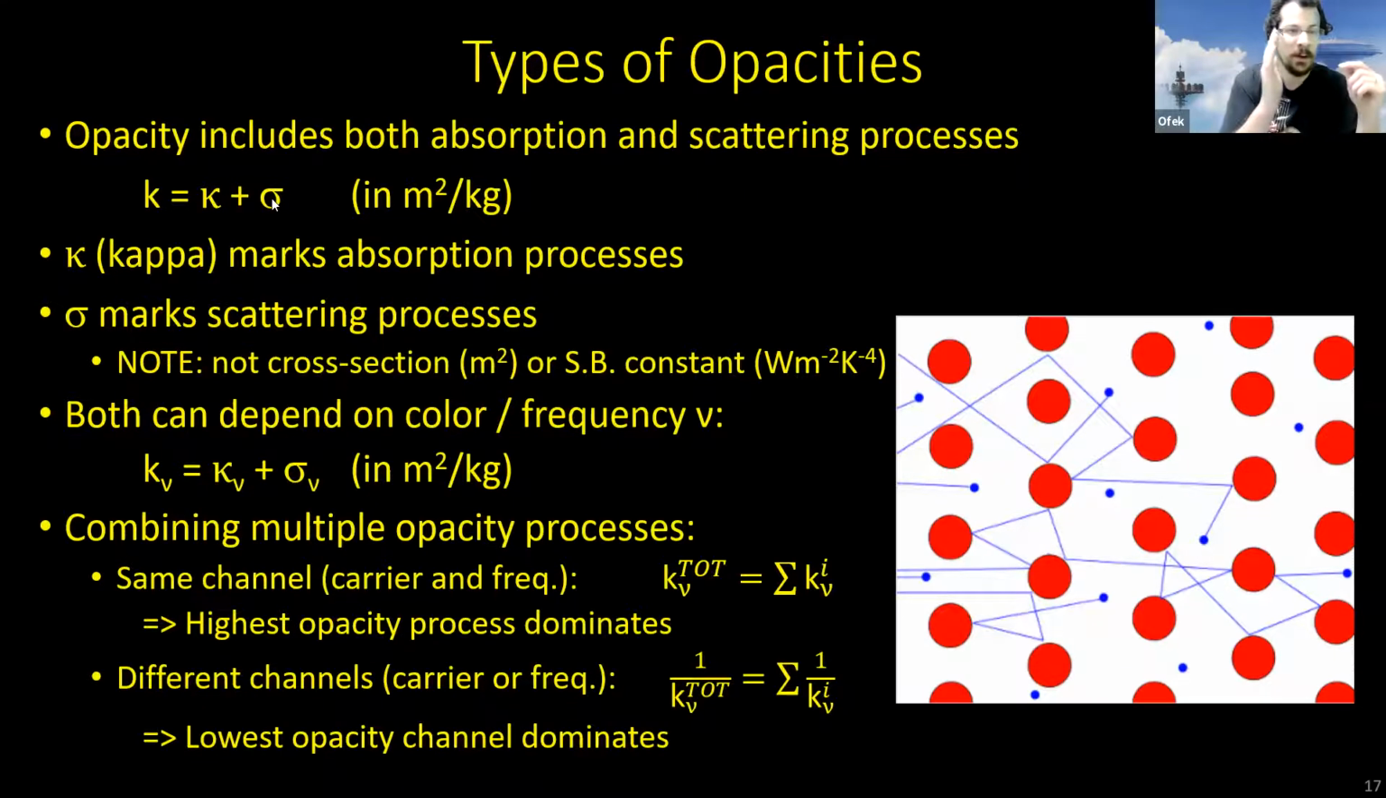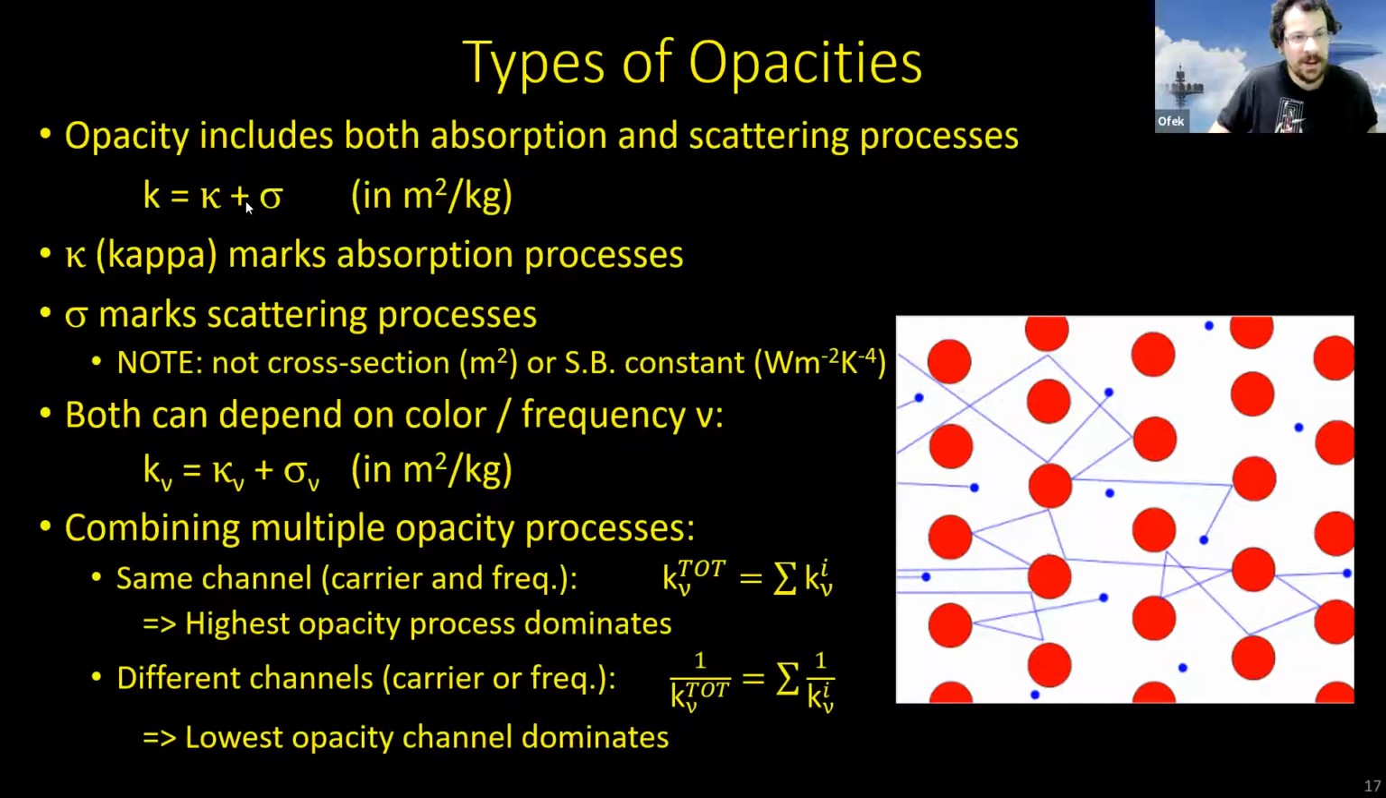Kappa will just say what is the chance of a photon hitting something, being absorbed, and you don't have it anymore. Sigma will be the opacity or the weighted cross-section for a photon hitting and continuing with the same frequency, the same photon in some sense, but in a different direction. So there are slightly different types of processes.